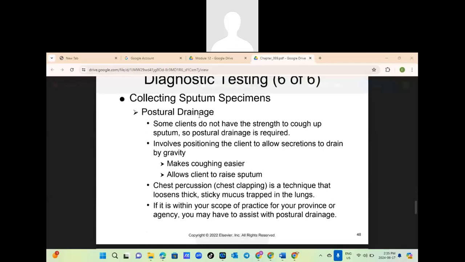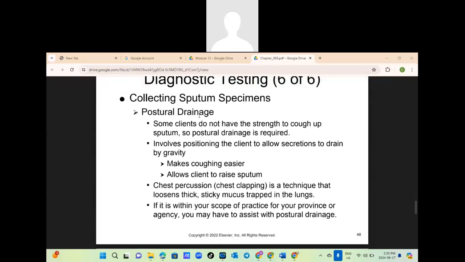Collecting sputum again. We have postural drainage. Some clients do not have the strength to cough out sputum, so postural drainage is required. It involves positioning the client to allow secretions to drain by gravity because of their position, and makes coughing easier. It allows the client to raise sputum.